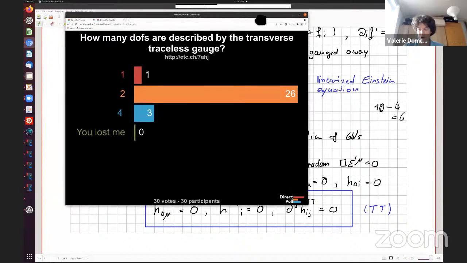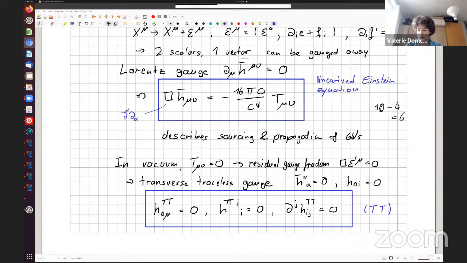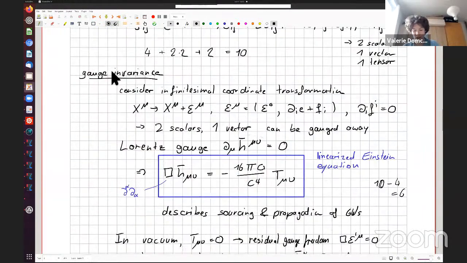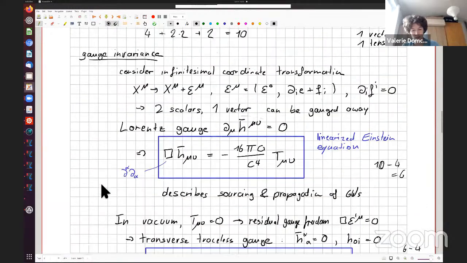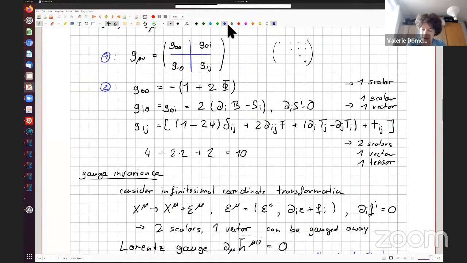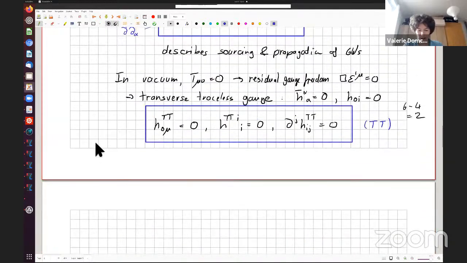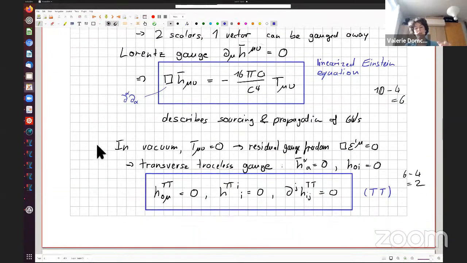So exactly, we have 2 degrees of freedom left because we had 6 at the end of the previous step. And then this here are 4 equations, so we have 2 equations left at the end of the day. And the object that we have left, if we go back to the very beginning, the only object which satisfies all these conditions is in fact this pure tensor object that we had at the very beginning.